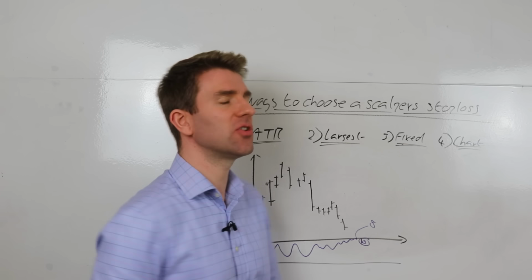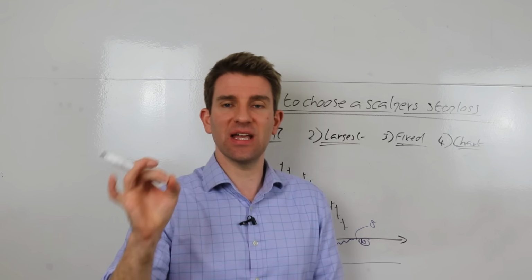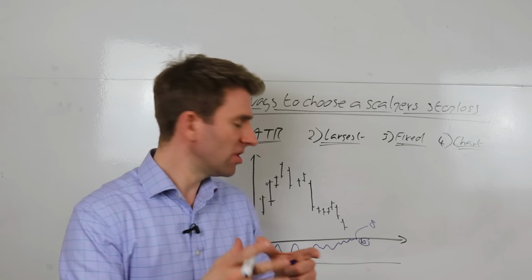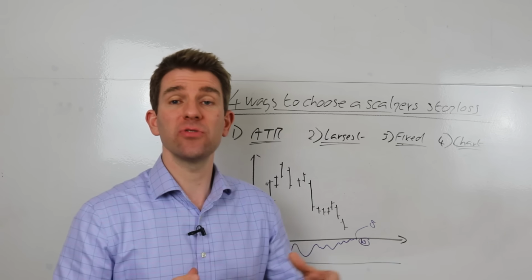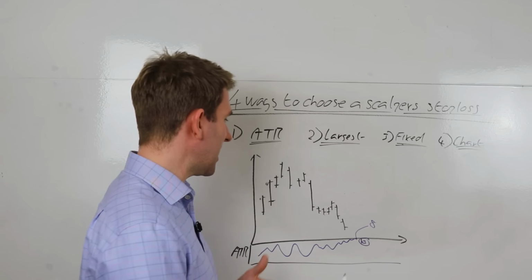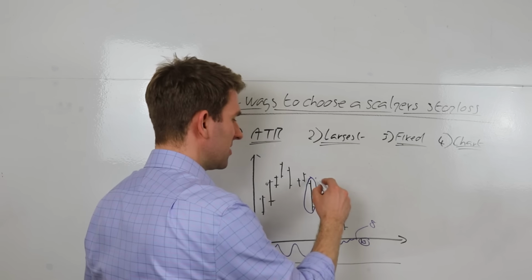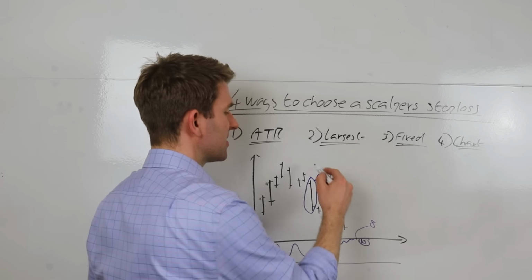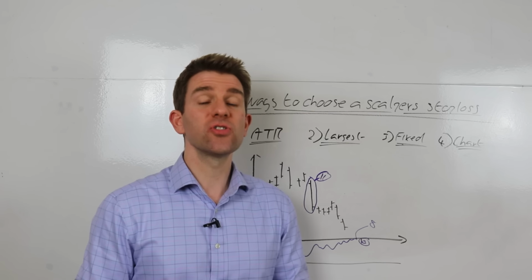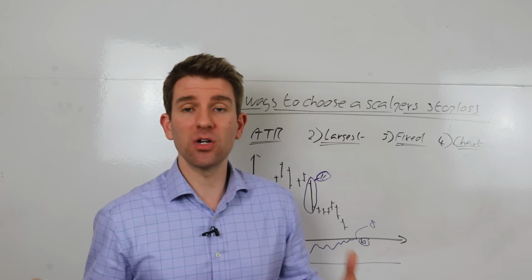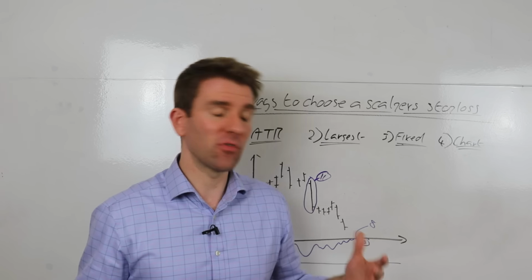Second one is largest. So this is taking the largest candle of a session or of an hour or 2 hours and using that as a stop loss. So if we're trading now, we'd look at this one here and we'd say, right, that's the largest candle. Let's say that's 11 ticks. That's our stop loss. Now, some people, that's a bit too much for scalping, and I get that, right?